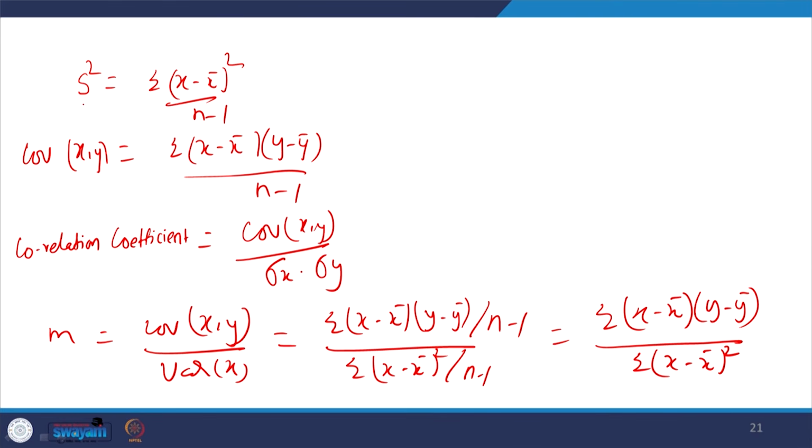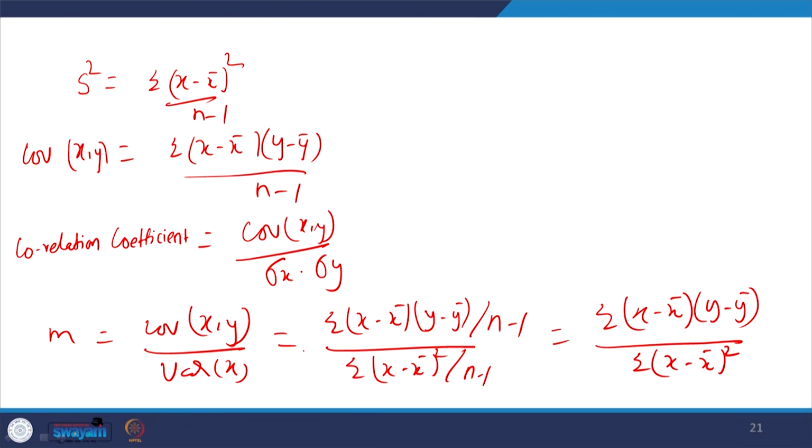See the variance formula, we know, sigma of (x minus x bar) whole square divided by n minus 1. But it is only one variable. In the covariance, there are two variables, x comma y. So sigma of (x minus x bar), even this can be written as sigma of (x minus x bar) into (x minus x bar), there are two variables there. Instead of another x minus x bar, you can write sigma of (x minus x bar) into (y minus y bar) divided by n minus 1. So the correlation coefficient is nothing but this covariance divided by the standard deviations, it will give the correlation coefficient. But the slope is the ratio of covariance divided by variance of x.